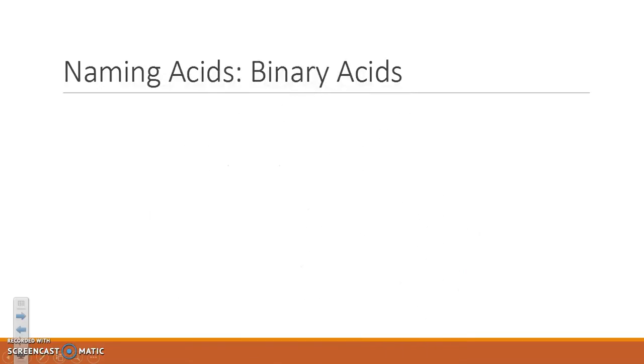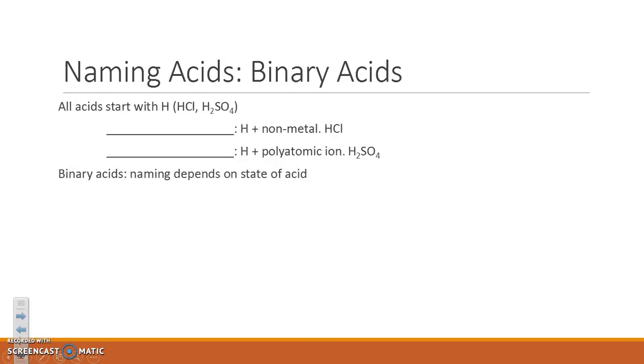Smart stuff. All right. So there are two different main types of acids. There are binary acids, and there are what we would call ternary, or you can call them oxyacids. So how do we know if it's an acid? Because it'll have hydrogen at the beginning of it.